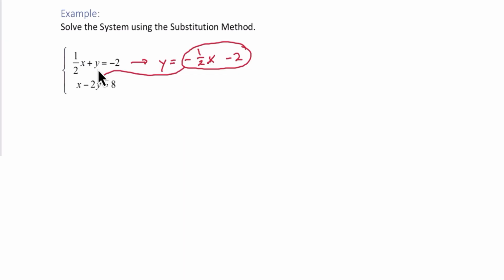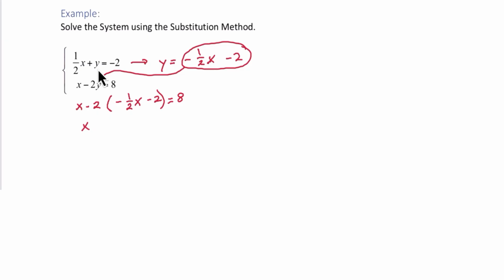So we're going to copy the other equation, but when we see the y, we're going to replace the y with the value for y that we found earlier. Negative 1/2 x minus 2. And this is equal to 8. Notice we now have an equation in one variable, so we can solve for x now.